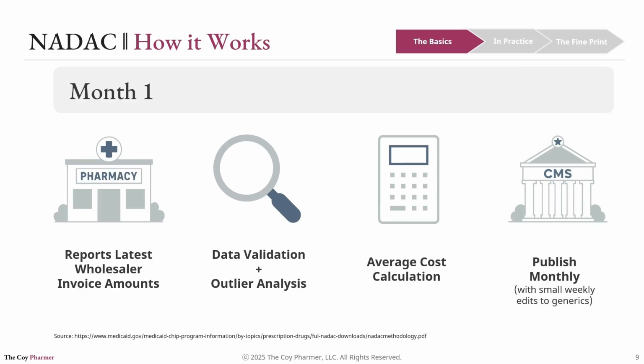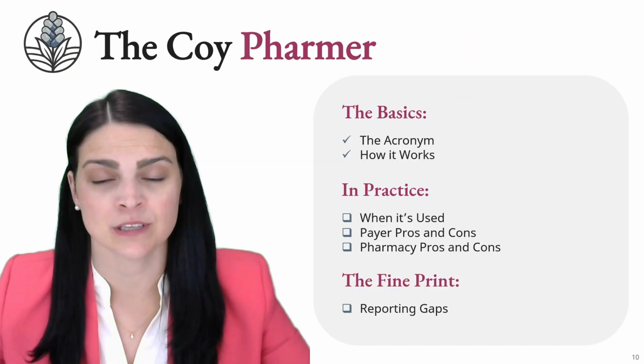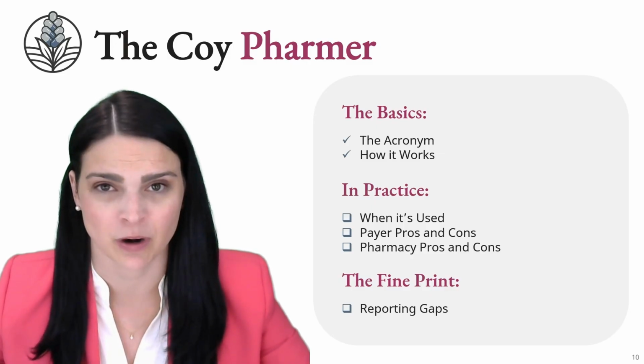So, looking at the timeline of how far behind the NADAC index is from actual invoice pricing: in the very first month, this would be when the wholesaler invoice amounts are reported. It takes approximately a month for the data validation, outlier analysis, and average cost calculation to take place. And then in the third month, that's when typically the prices from month one are reflected in the NADAC index that's published by CMS. So next, let's talk about when NADAC is used in practice in the industry, some pros and cons for payers, and some pros and cons for pharmacies.